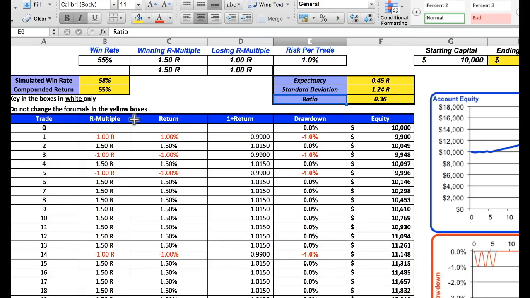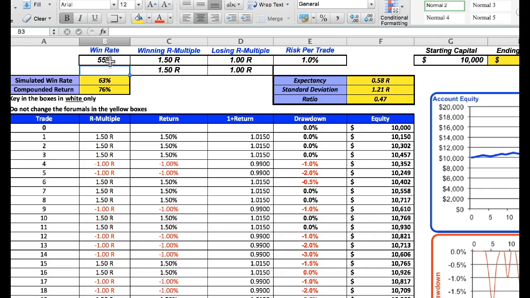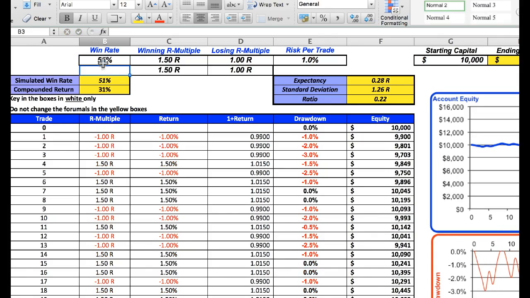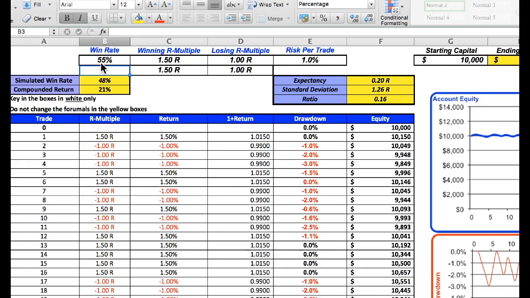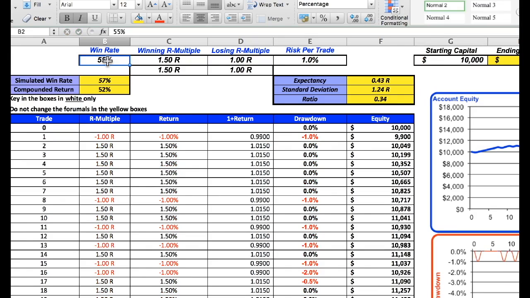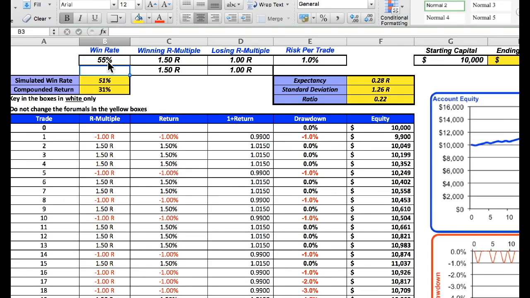For example, with an average win rate of, say, 55%, notice that every time you trade, the simulated win rate changes, right? So out of every 100 trades, sometimes you may get 51%, sometimes 48%, sometimes 57%. So it's random. It's like tossing a coin, right?